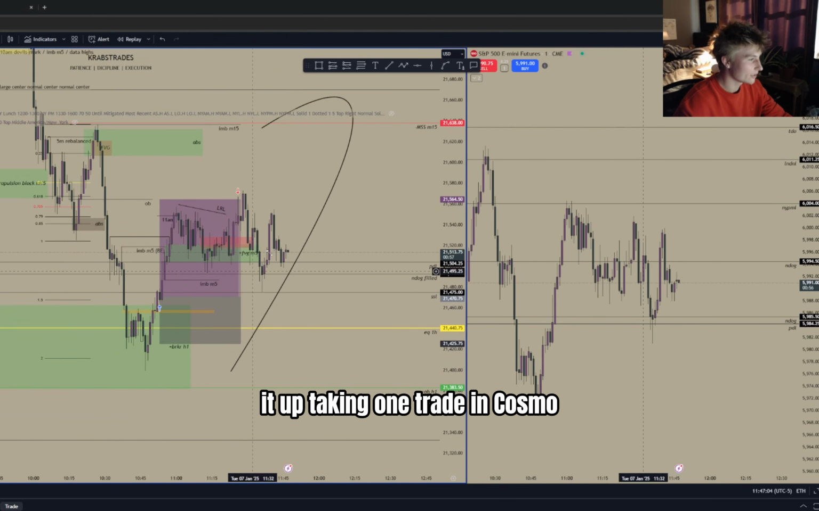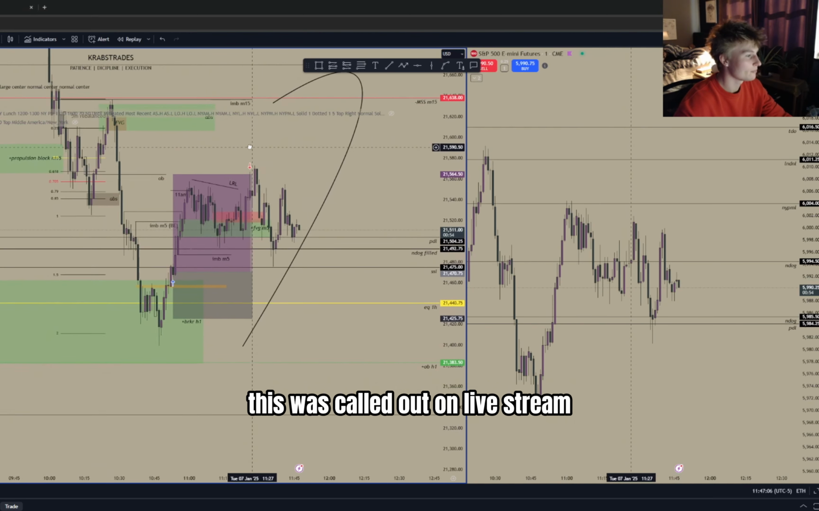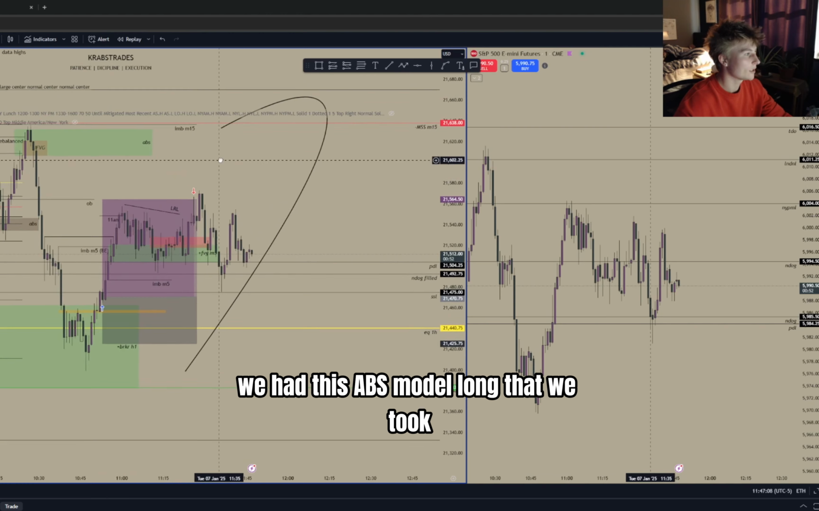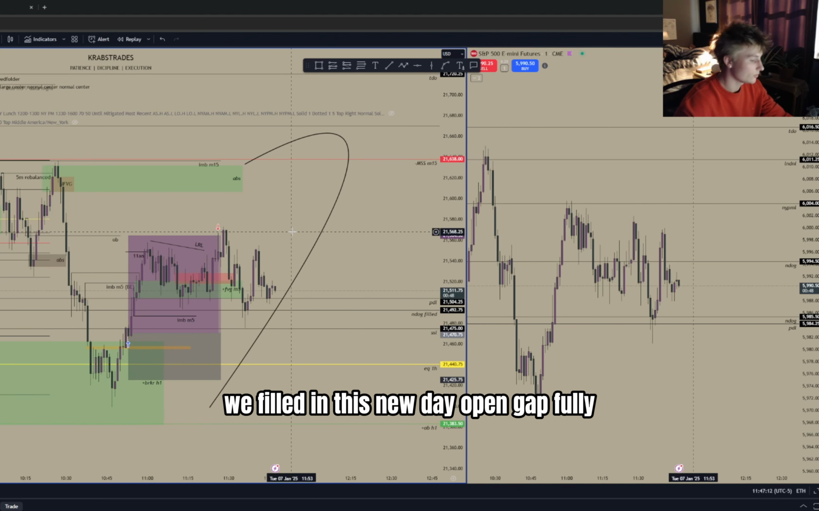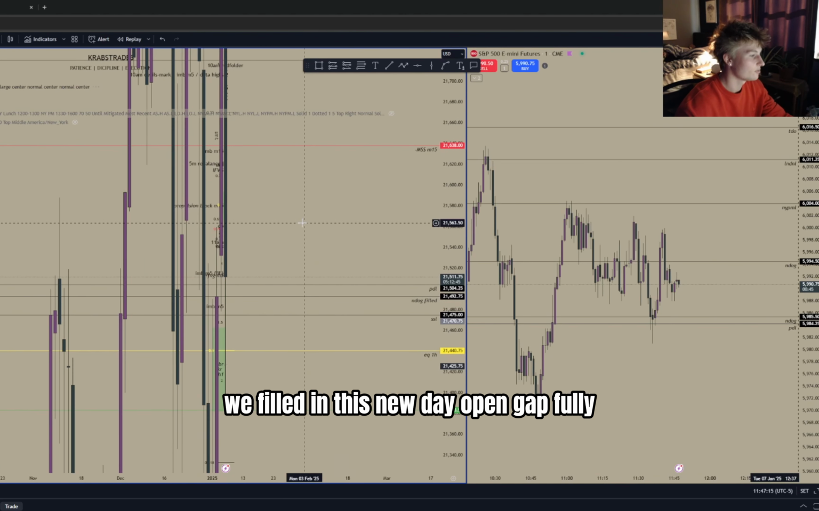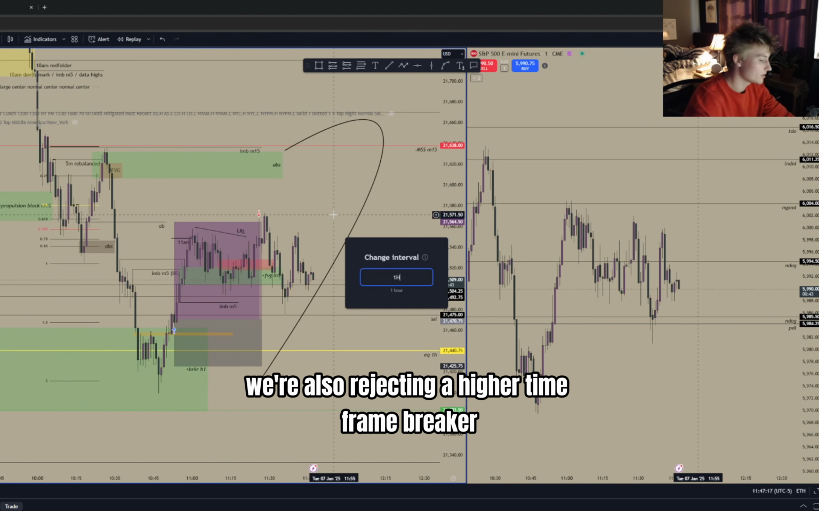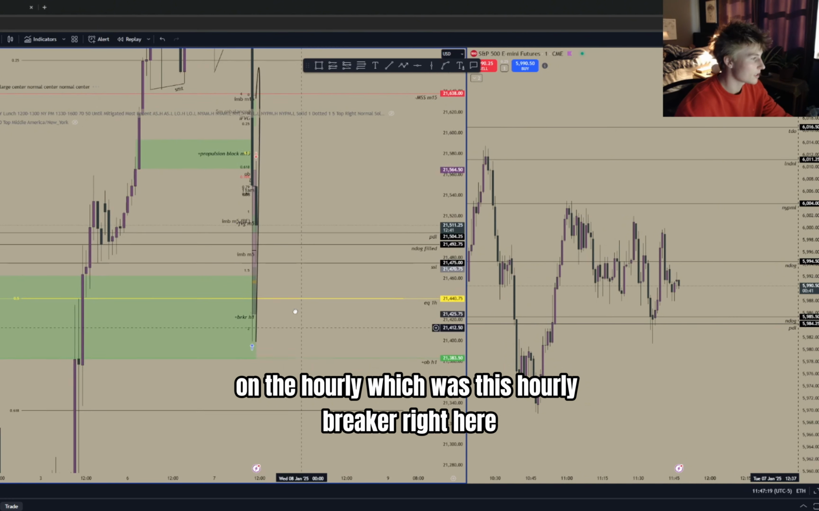Ended up taking one trade in Cosmo. This was called out on live stream. Pretty much what we saw here, we had this ABS model long that we took after we took out previous day low. We filled in this new day open gap fully. We were also rejecting a higher time frame breaker on the hourly, which was this hourly breaker right here.